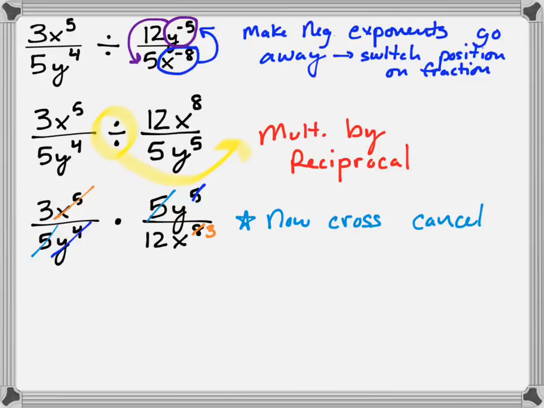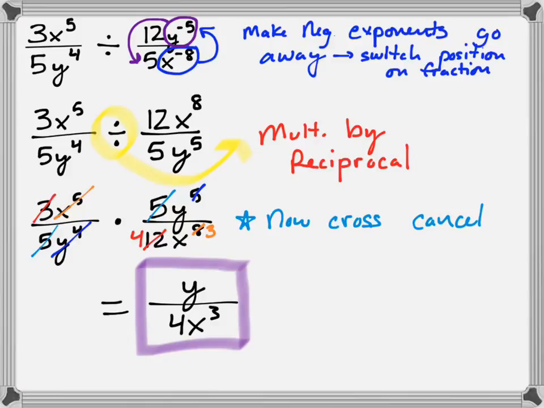And then I have this 3 over 12, which I can just reduce like a normal fraction to 1/4. And at this point, everything should be done. The only thing I have left up above is a y, and the only thing I have left down below is 4x cubed, and there's really nothing I can do to simplify this.